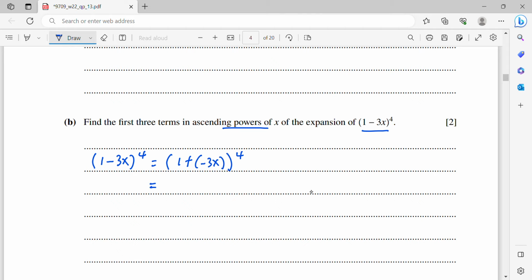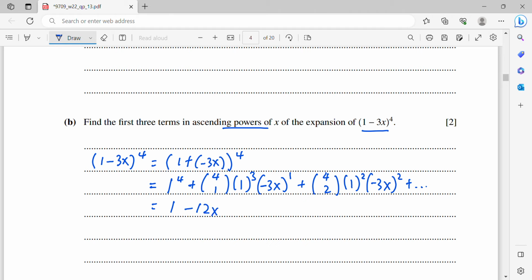So now use back the same formula, 1^4 plus 4C1, 1^3, then (-3x)^1, plus 4C2, 1^2, then (-3x)^2 plus dot dot dot. Now when you simplify, the first term is still 1, but the second term, since there's a negative here, you'll get negative 12x. But the third term, you will get a positive because of the square of a negative. So at last, you will be getting 54x squared. So these are the first three terms of part B.